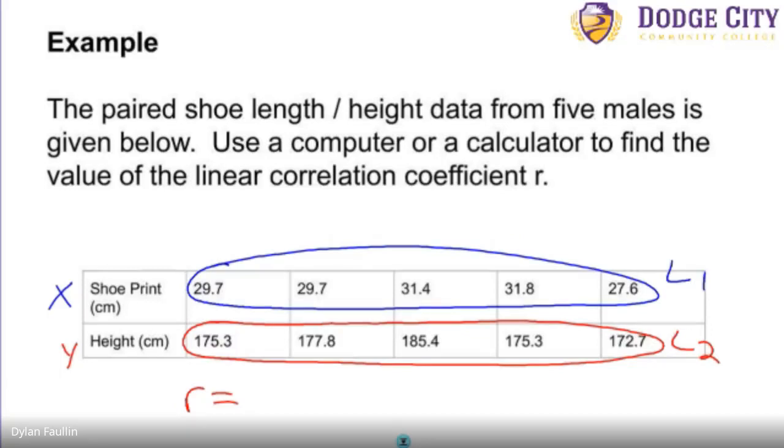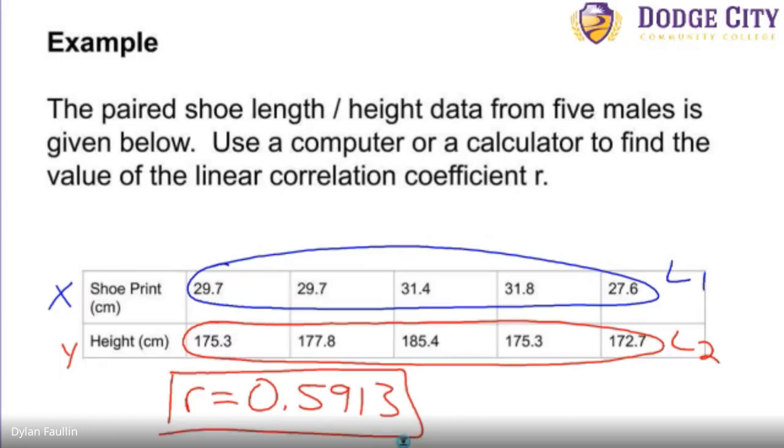So what you should get from your calculator is 0.5913. I'll just go 4 decimal places. All right, and so that's the value of the linear correlation coefficient.